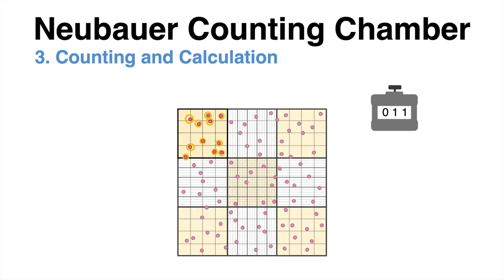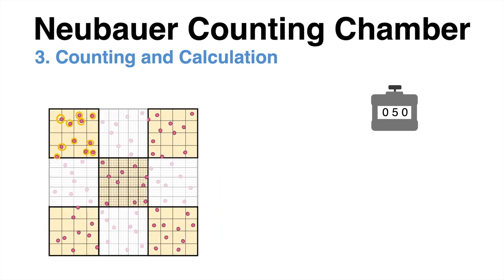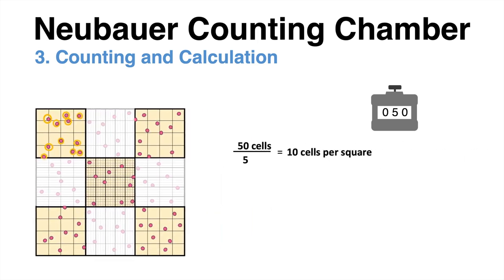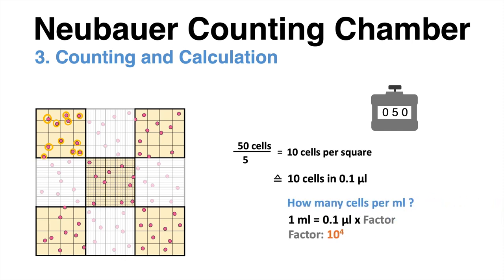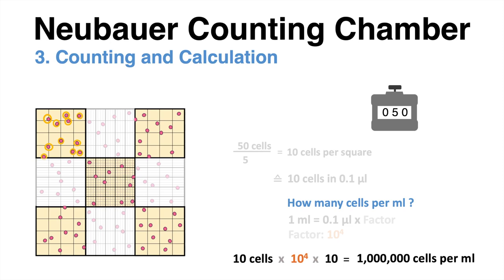After the counting is done, for all highlighted squares, the average number of cells per square can be calculated. In this case, this is 10 cells per square, which equals 10 cells in 0.1 microliter. But how many cells do we have per milliliter? Since 1 ml is 10,000 times as much as 0.1 microliter, we have to take the multiplier of 10 to the power of 4. 10 cells times 10 to the power of 4 times the dilution factor, which was 10 in our case, makes a total number of 1 million cells per milliliter.